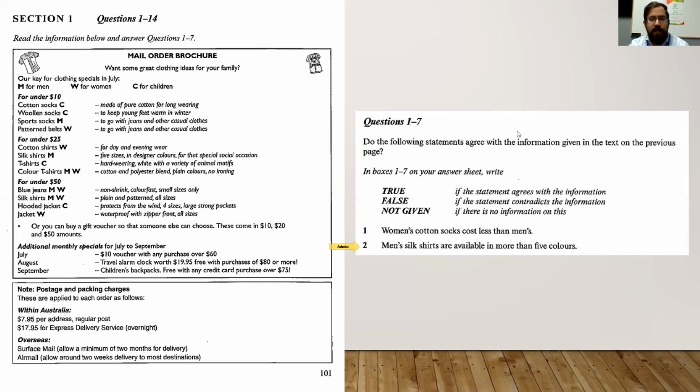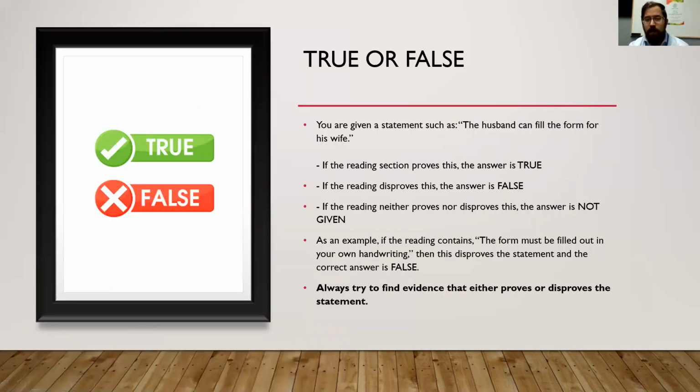Okay. So what are the main question types? Well, already we've looked at a couple of true or false questions. This can be a little confusing at first, but what you have to do is see if you have proof in the text. So if you're given a statement such as, the husband can fill the form for his wife. If the reading section proves this, the answer is true. If the reading section disproves this, the answer is false. And if the reading neither proves nor disproves, the answer is not given.